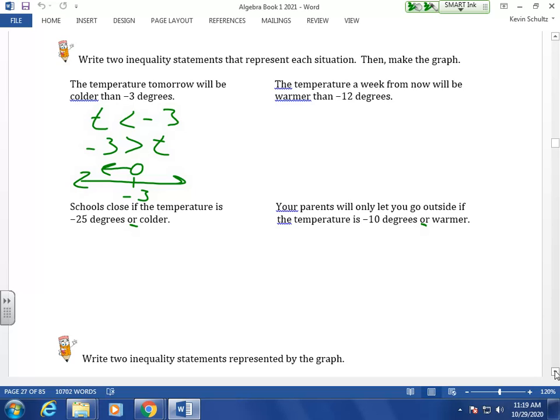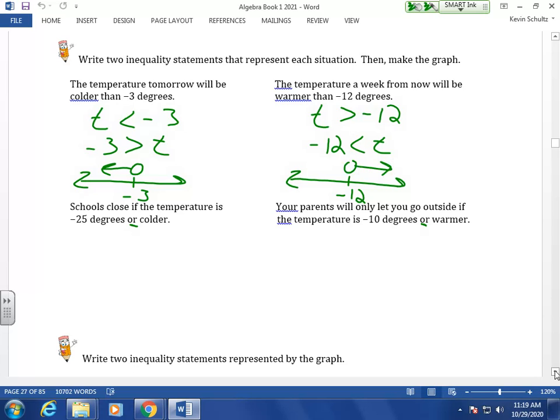Our little number line thermometer there. The temperature a week from now will be warmer than negative 12 degrees. I sure hope so. T is greater than negative 12. Negative 12 is less than T. Negative 12, open circle going to the right.